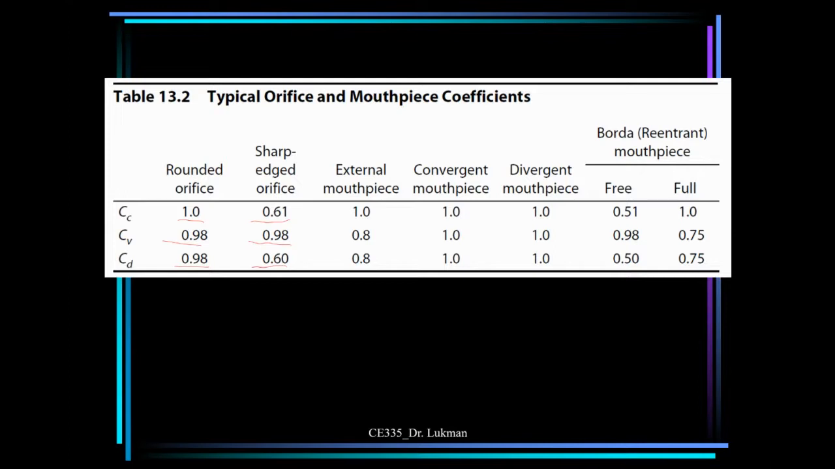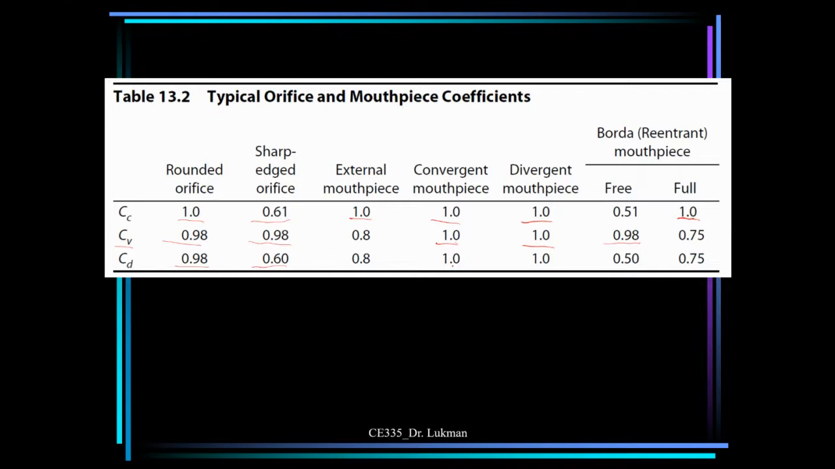Now, for the external mouthpiece, convergent mouthpiece, divergent mouthpiece, and Borda mouthpiece, when it is flowing full, it is 1 also. So they all increase the coefficient of contraction. What about the coefficient of velocity? In this case, for the convergent it is 1, for the divergent it is also 1. For the free one, it is close to 0.98.